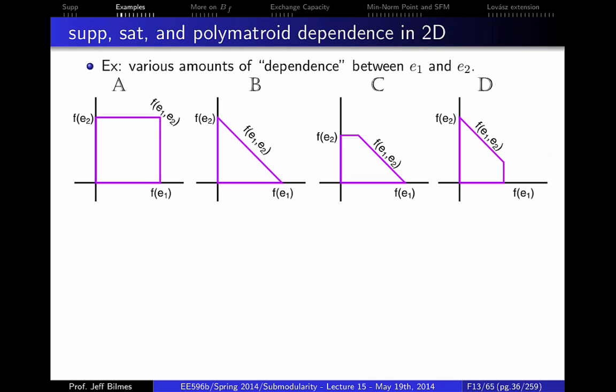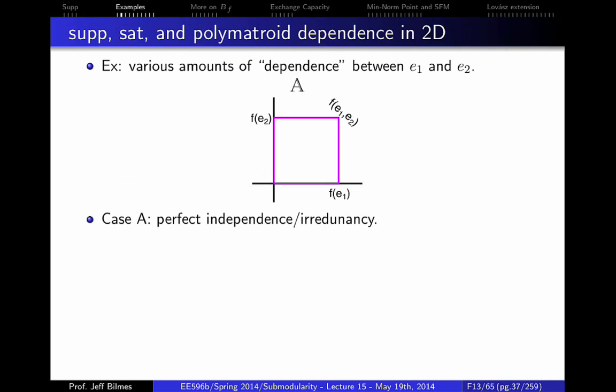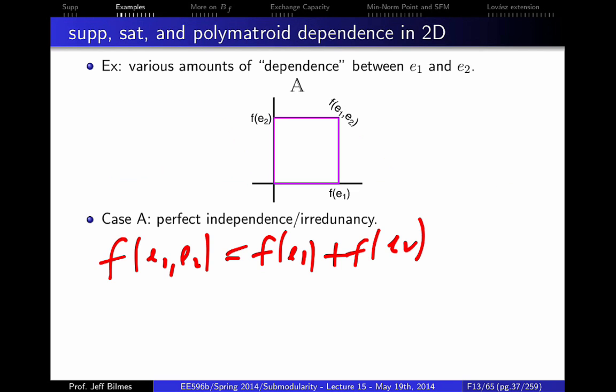So let's look at these in detail. This is the square or the rectangle, and this corresponds to perfect independence or perfect irredundancy, right? It's basically saying that E1 is independent of E2. And why is E1 independent of E2? Because this basically says that f of E1 and E2 is equal to f of E1 plus f of E2. Right? We have perfect additivity between E1 and E2.